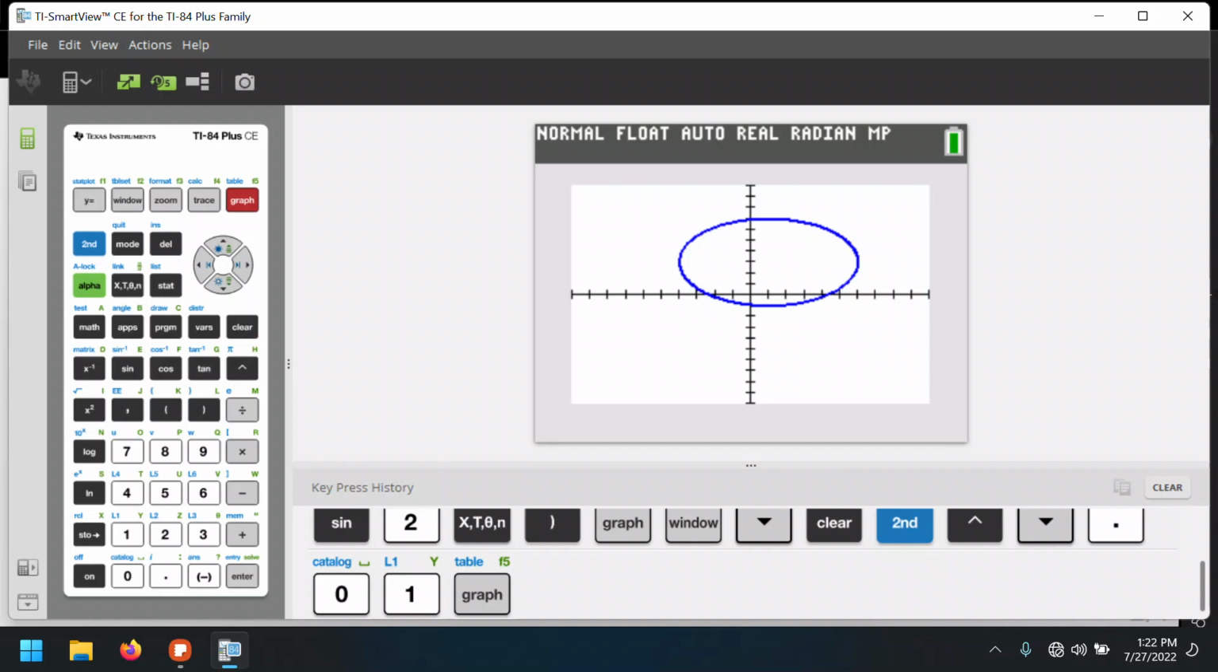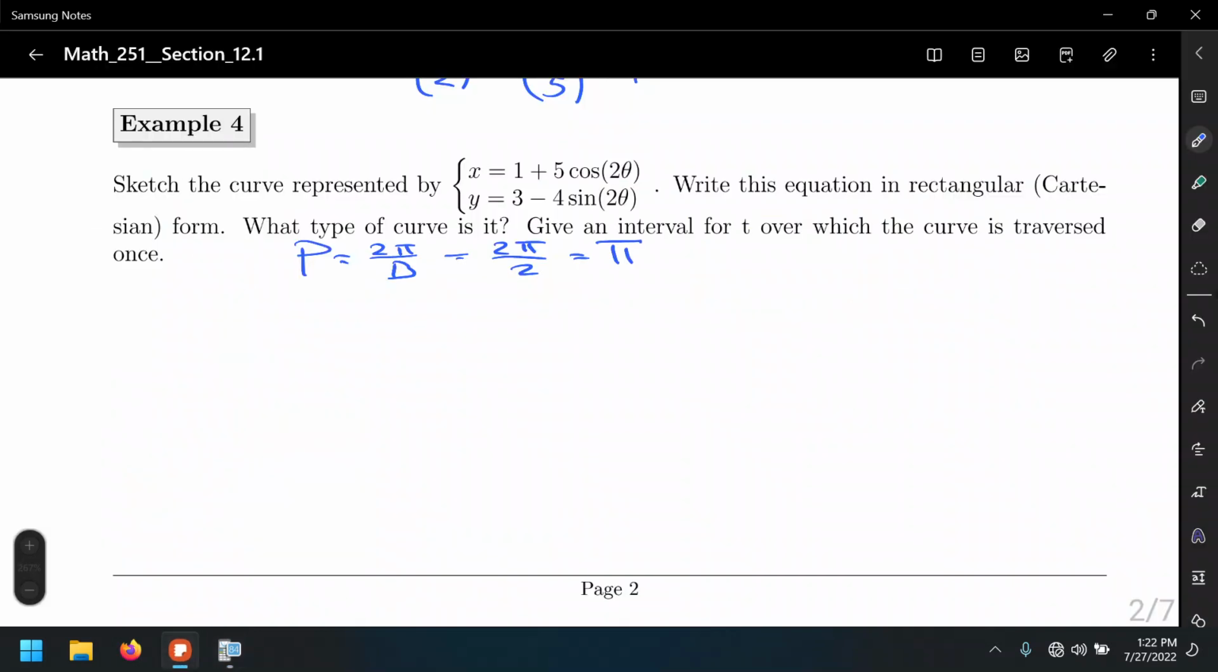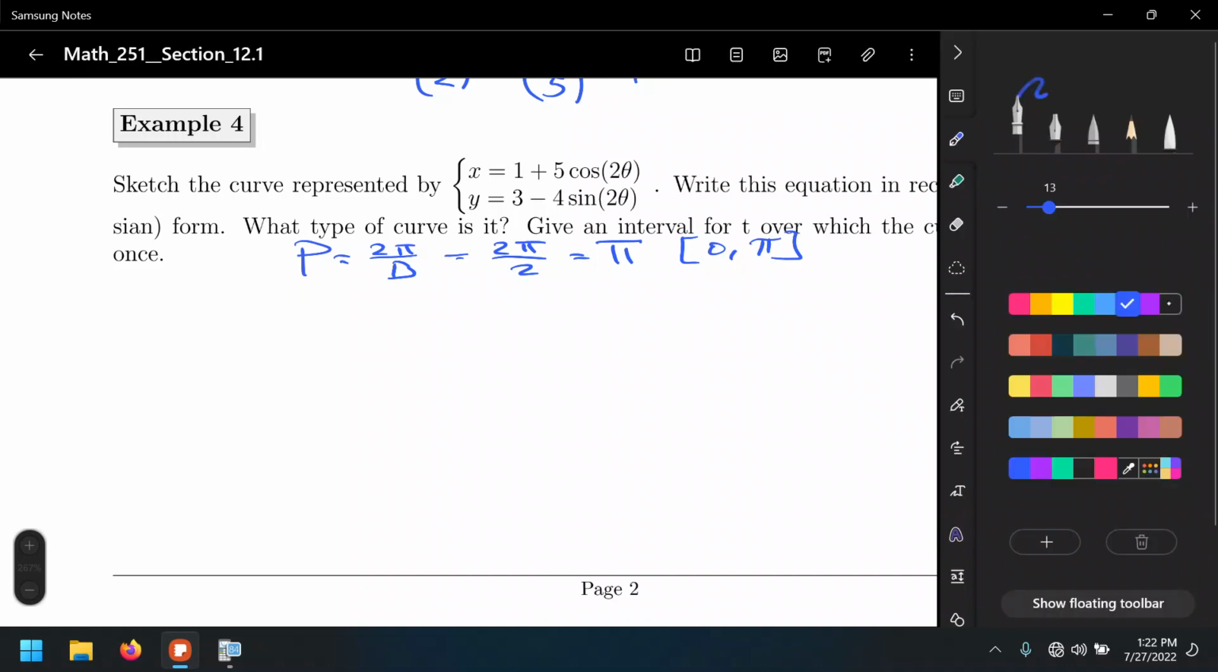And well, let's go back to the algebraic part. For the algebraic part, the interval in this case would be from 0 to pi. And well, from the two equations, number one, let's draw the graph, of course, by hand.